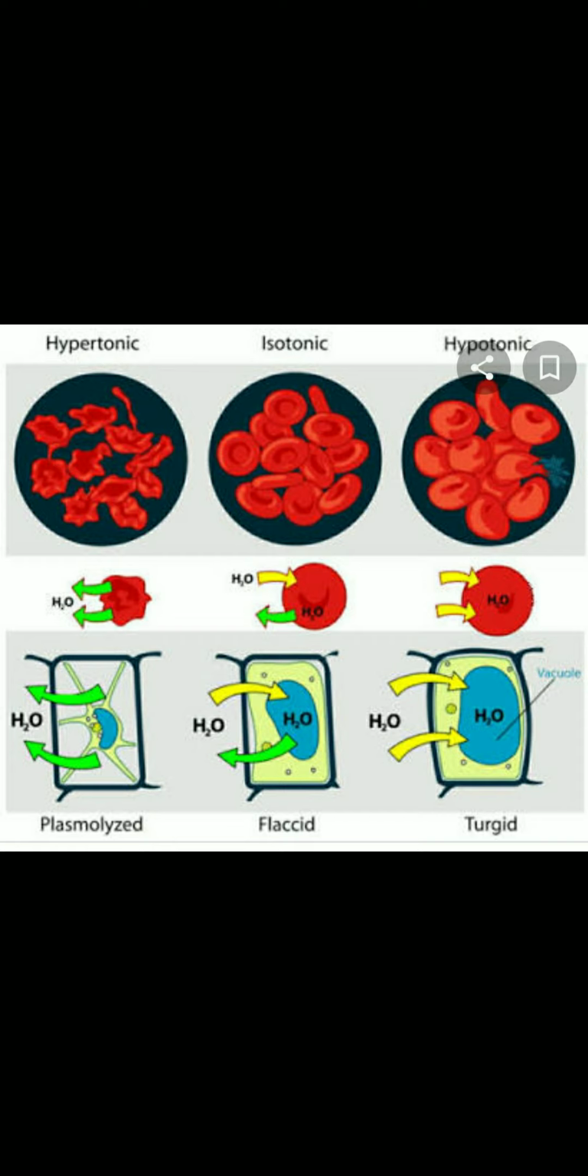So you need to remember that whenever we put any cell into an isotonic solution, then there will be no structural change. But whenever we put the cell in a hypertonic solution, then the cell becomes squeezed or plasmolyzed. And if we put the cell in hypotonic solution, then the cell becomes turgid or swollen up. You need to remember. Hypertonic solution means whose solute concentration is high and solvent concentration is low. Isotonic means inside and outside the solute and solvent concentration is the same.